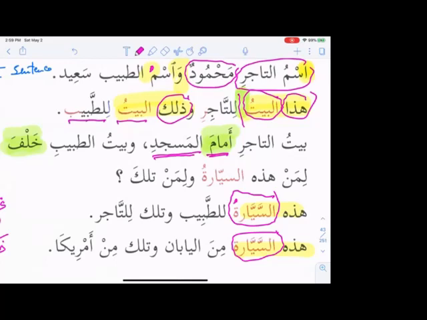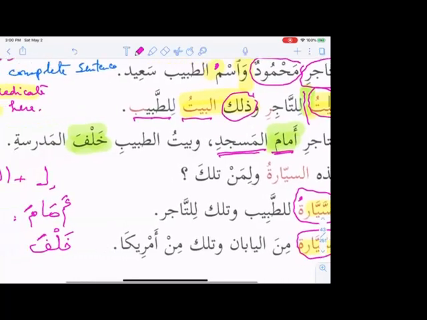This house of the Tajir is in front of the masjid, amama al-masjidi. See? So where is the khabar? We have done it, but probably you forgot. Amama is your khabar, and you will call it shibu jumla. It's a phrase. What is the phrase? In front. That is your khabar. And what is masjidi? Mudaf ilayhi.